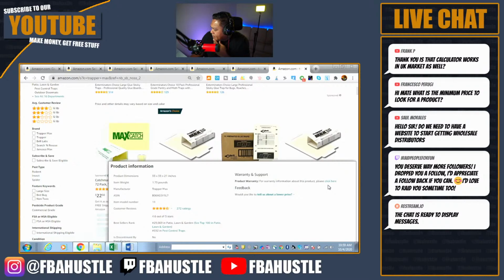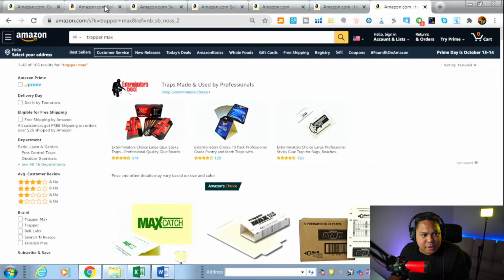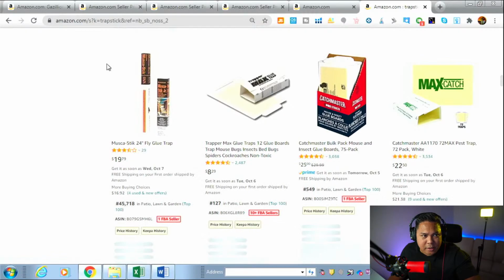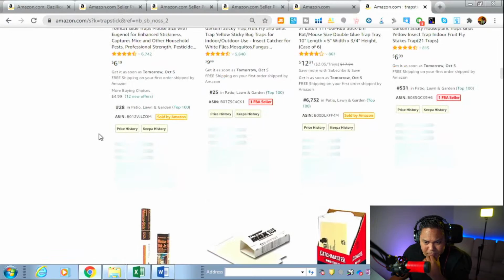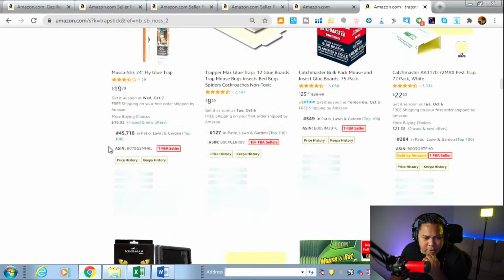All right, going back to the list, we're backing out, looking for wholesale leads using this keyword right here, Trapper. No, this is a brand name. Let's back out of here. We're done with Trapper Max. This is the keyword, Trapstick. Okay, this is the one we just added. Let's move on.